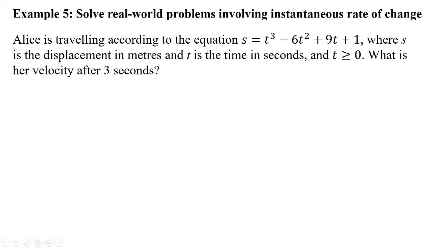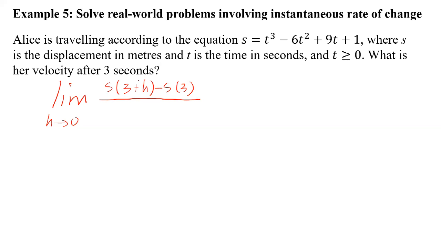Okay, let's have a look at the solutions together. So her velocity at t equals 3 seconds is the instantaneous rate of change of s with respect to t at t equals 3 seconds, which is the limit as h approaches 0 of s(3 plus h) minus s(3), over h. So this time we directly evaluate the instantaneous rate of change at t equals 3.